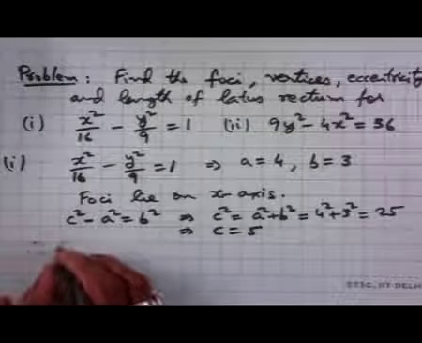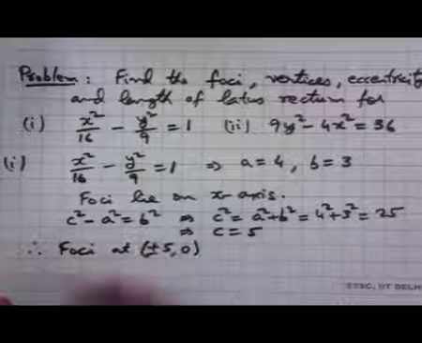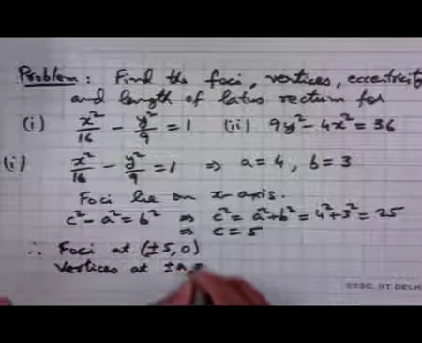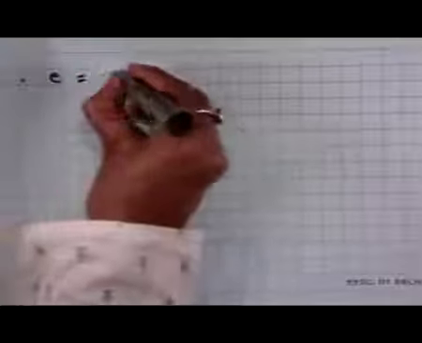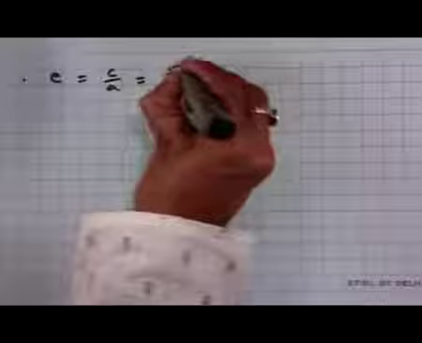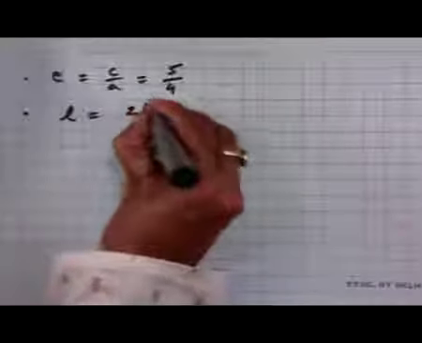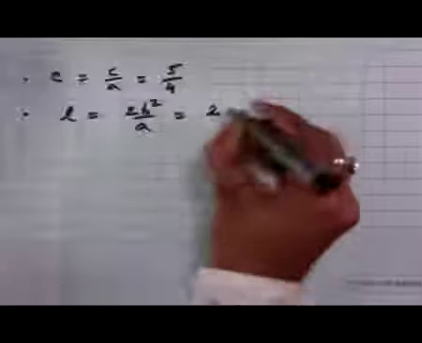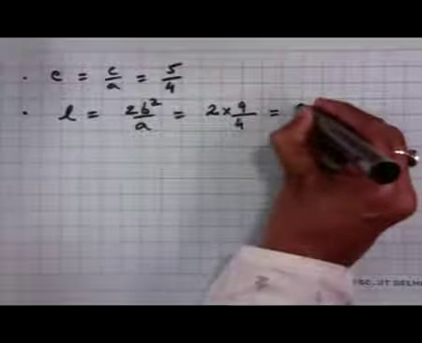So, foci are at plus minus 5, 0, vertices at plus minus a, 0, so this is plus minus 4, 0. Eccentricity e is equal to c by a. c is 5 and a is 4, so this is 5 by 4. And the length of latus rectum L is equal to 2 b square by a, which is 2 times b is 3 here, so 9 by a is 4, this is 9 by 2.